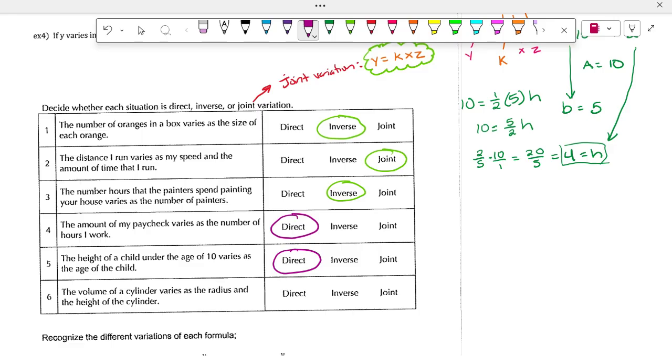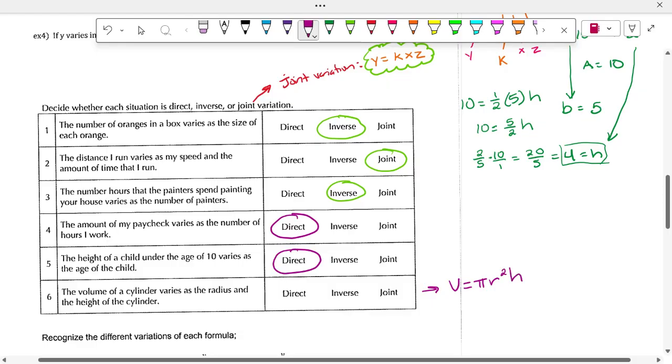So the volume of a cylinder varies as the radius and height of the cylinder. That's definitely joint. The volume of the cylinder is equal to pi r squared h. So in reality, it's actually joint because there's different variables.